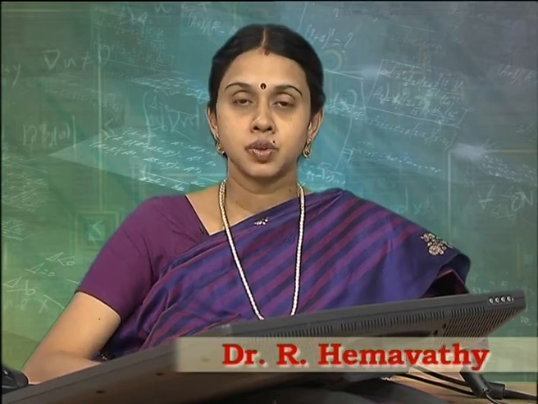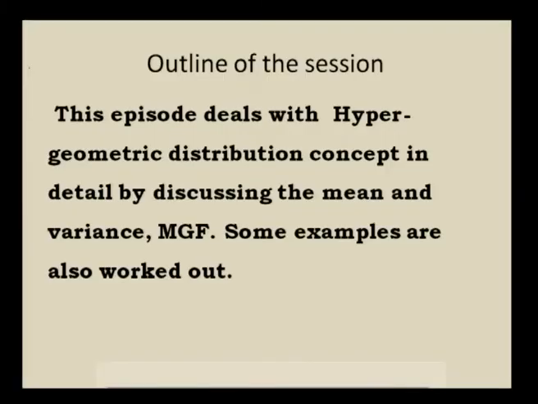Welcome to UGC lecture series. The course is Statistical Methods 1 and the session is 23. So far we have dealt with various discrete distributions like binomial, Poisson, geometric and negative binomial distribution. In this session we are going to deal with hypergeometric distribution by discussing the 3 important derivations: mean, variance and moment generating function. Also, some examples will be worked out to understand the concept of hypergeometric distribution.